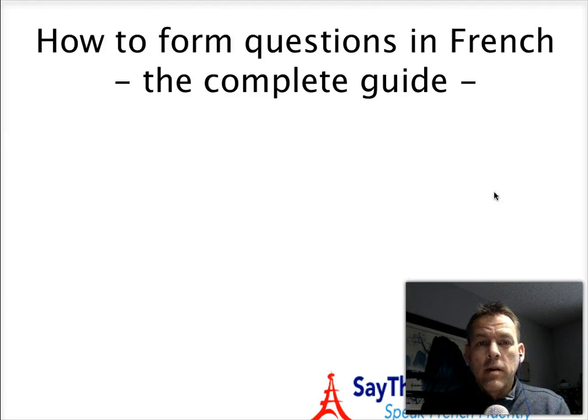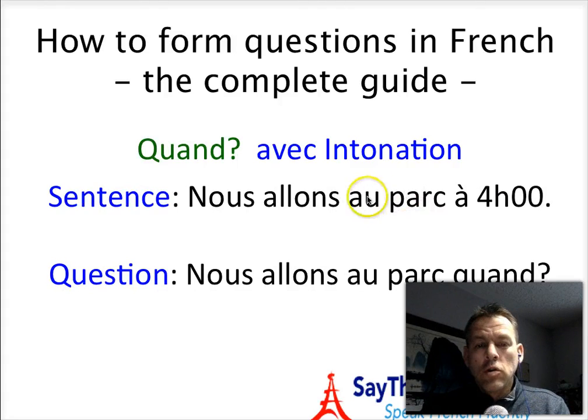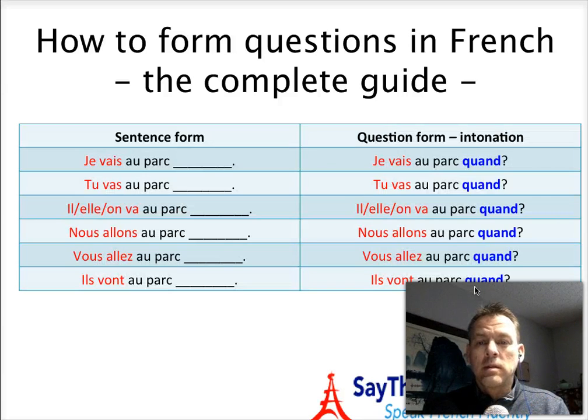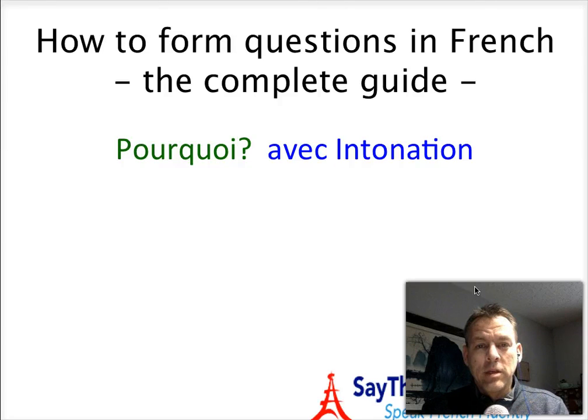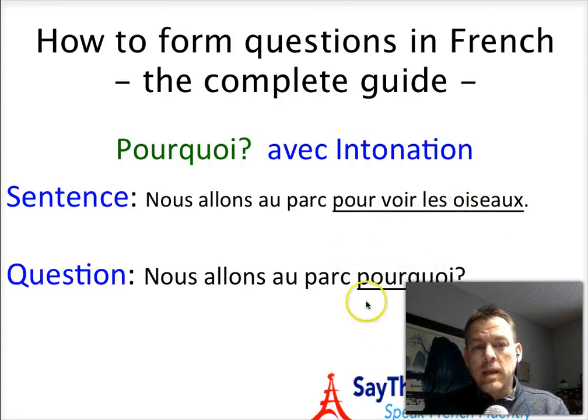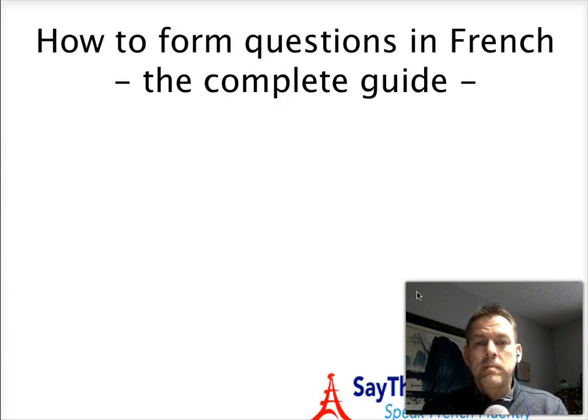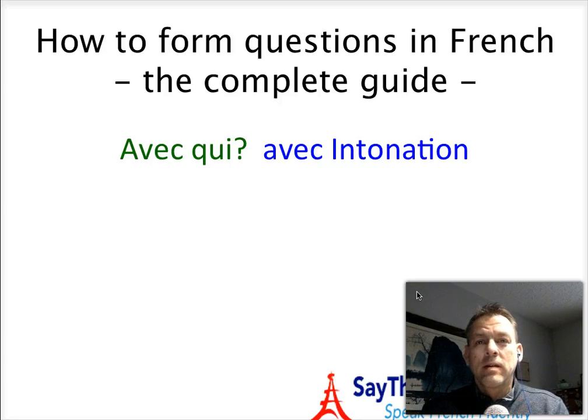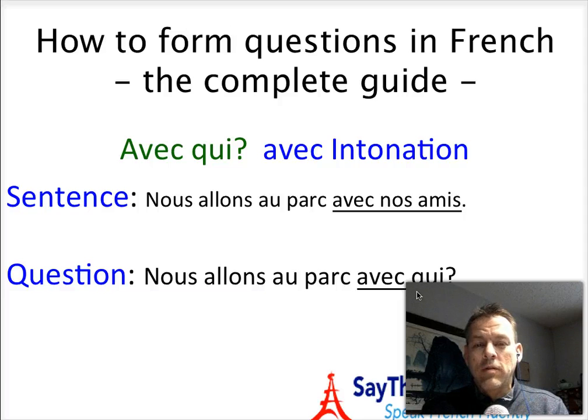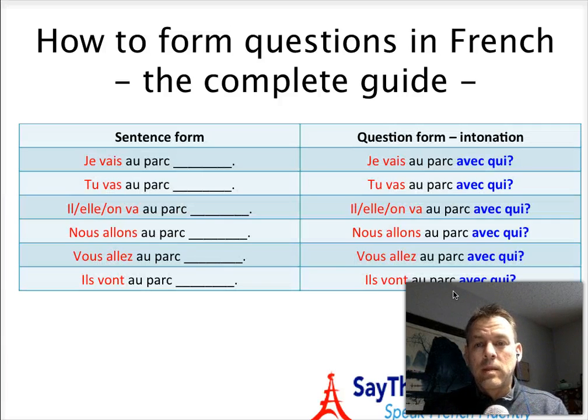You can pause the video. All right. Quand? Quand becomes nous allons au parc quand? There's the table. Move that right along. Pourquoi means why. Same situation. Nous allons au parc pour voir les oiseaux. Nous allons au parc pourquoi? There's your table. Avec qui? Okay. Nous allons au parc avec nos amis, with our friends. Nous allons au parc avec qui? There's your table.